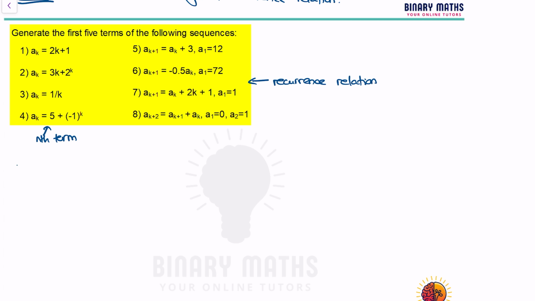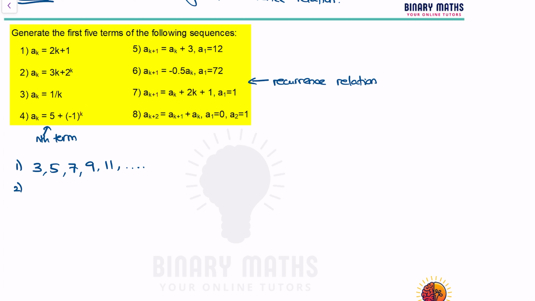Okay, so let's go through one. a_k is equal to 2 times k plus 1. So for a_1, I have to substitute 1 in. 2 times 1 plus 1 is 3. Okay, next one, 2 times 2 plus 1 is 5. 2 times 3 plus 1 is 7. 2 times 4 plus 1 is 9. And 2 times 5 plus 1 is 11. We only need the first 5 terms, so stop when you've got the first 5 terms.